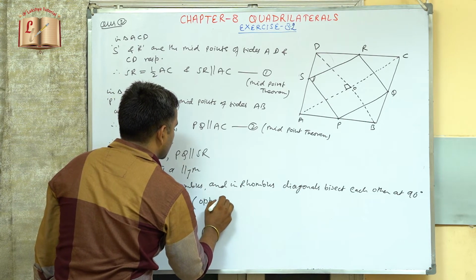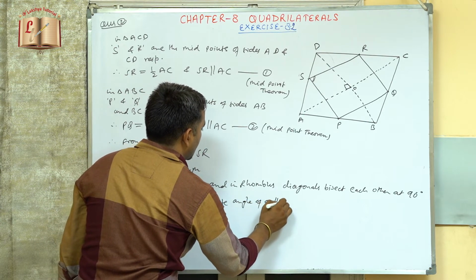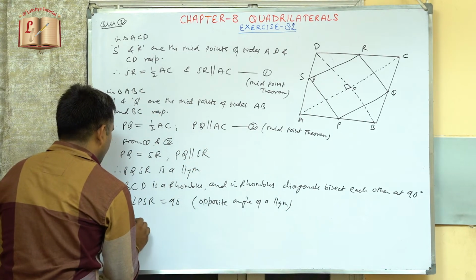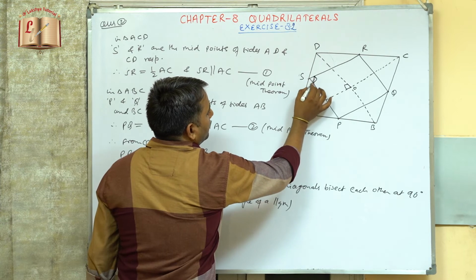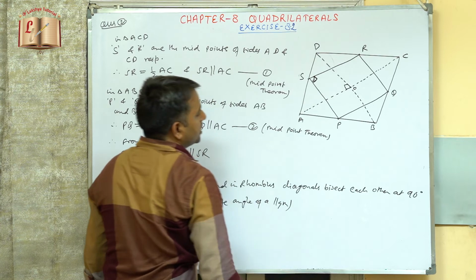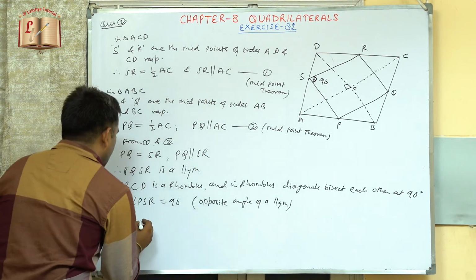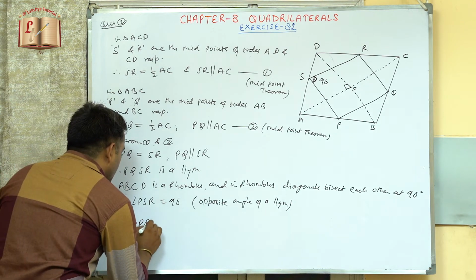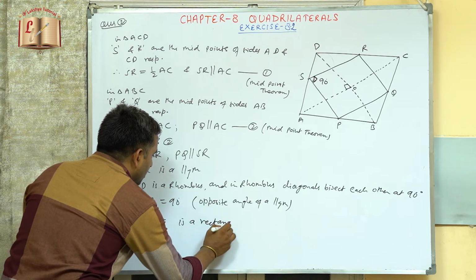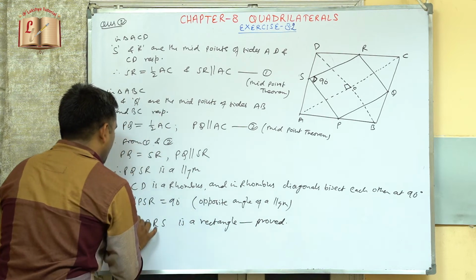of a parallelogram, because this is also a parallelogram, so this is the opposite angle. Therefore one of the angles of this parallelogram is 90 degrees, therefore it is a rectangle. So PQRS is a rectangle. Now this is proved.